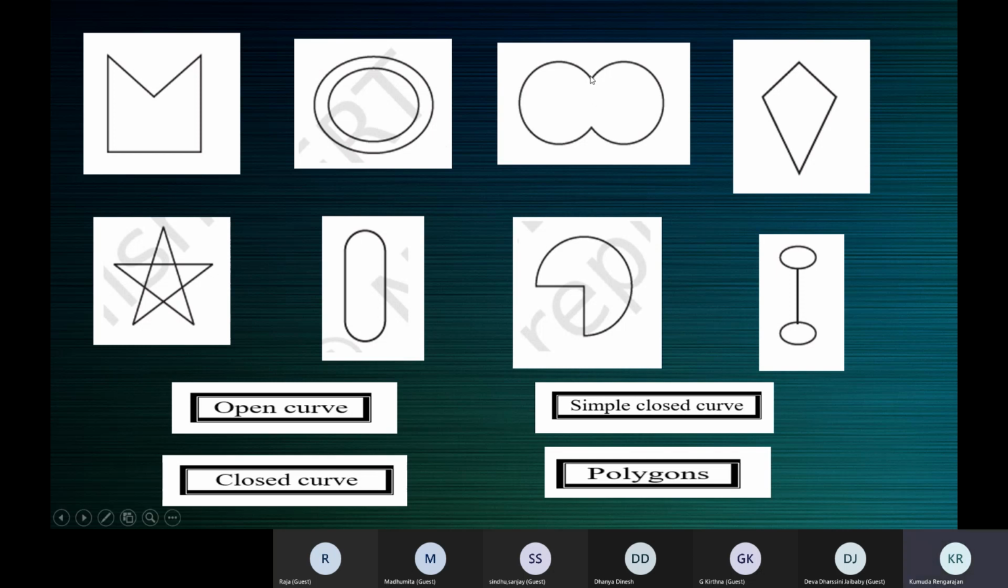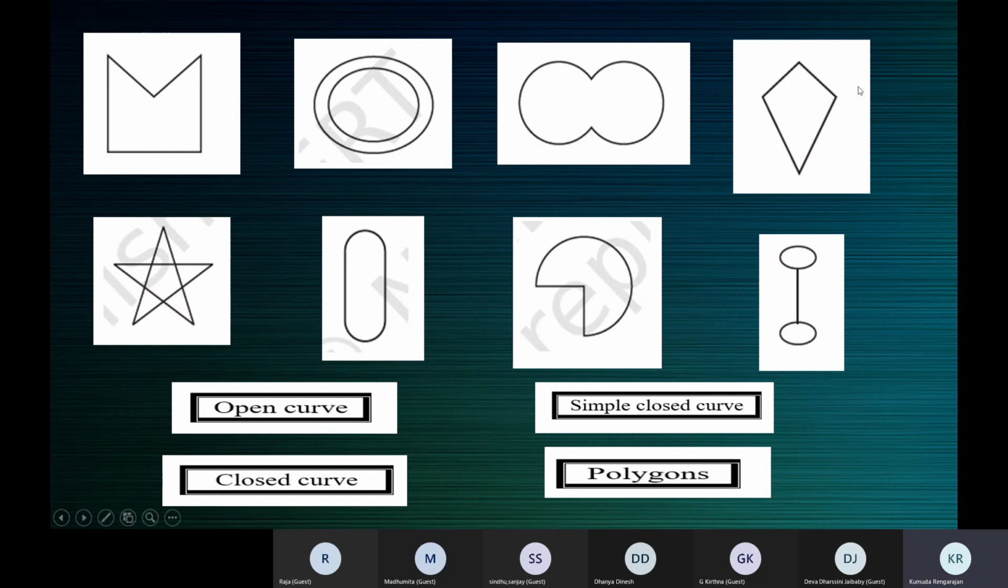Okay, next one. This one, is it a curve? Yes, ma'am. It's a curve. Start point, end point, equal, not equal? Equal, ma'am. So closed. Is it a simple closed curve? Yes, ma'am. Is it made up of line segments? No, ma'am. So is it a polygon? No, ma'am. It's not a polygon. So it is a curve. It is a closed curve. It is a simple closed curve, but it is not made up of line segments. So it is a simple closed curve, but not a polygon because it's not made up of line segments.